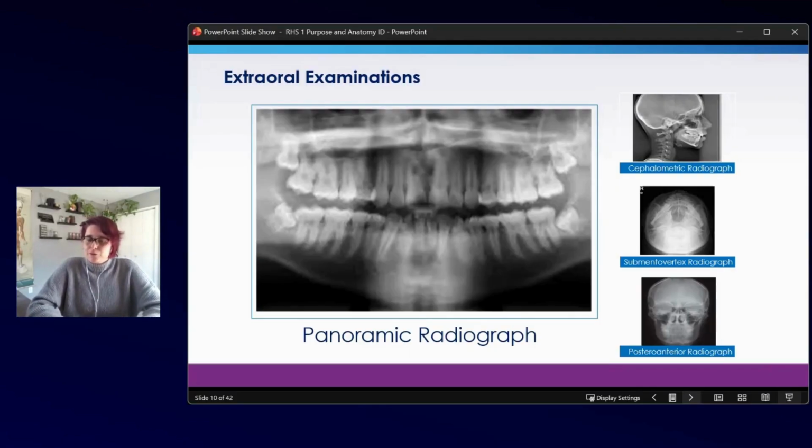The next extraoral exam I have on here is called a postero-anterior radiograph. This radiograph is actually exposed from the back of the patient's head. So the receptor is in front of their face, and you're taking the x-ray from the back of their head. Once again, this is a less common radiograph, but you may see it in some oral surgery procedures, orthodontic treatment planning, some more complex things that we probably are not going to be doing in general practice.